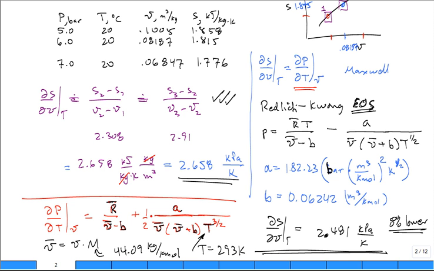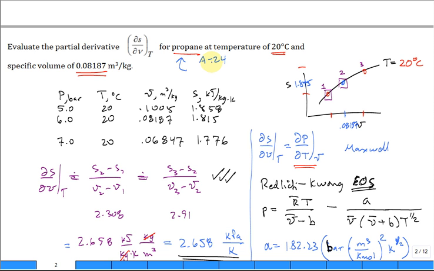All right. I'm sorry? Yeah, they came out of table A-24 for this equation of state for propane. If you change propane to a different gas, the A and B constants in that equation of state change.